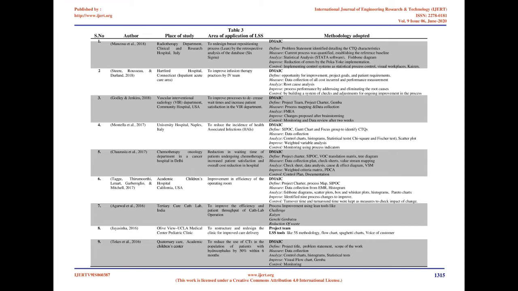4. Montella et al., 2017. University Hospital, Naples, Italy. To reduce the incidence of health-associated infections, HAIs. DMAIC. Define: SIPOC, Gantt chart and focus group to identify CTQs. Measure: data collection. Analyze: control charts, histograms, statistical tests, chi-square and Fisher test, scatter plot. Improve: weighted variable analysis. Control: monitoring using process indicators.